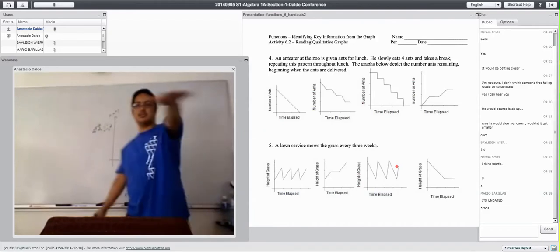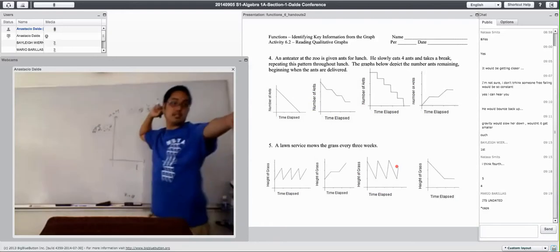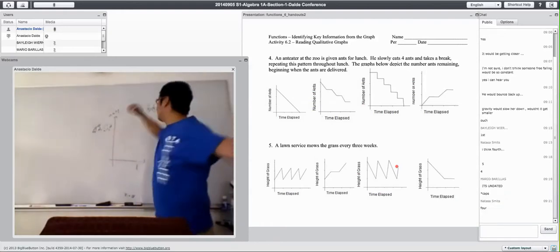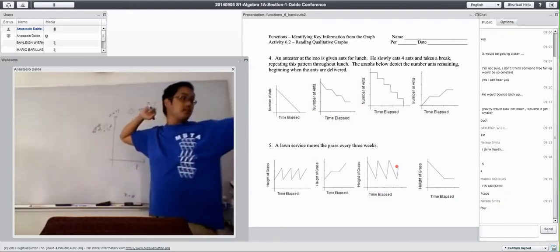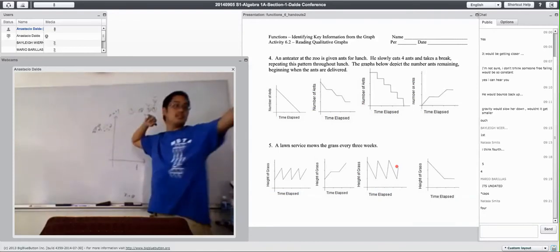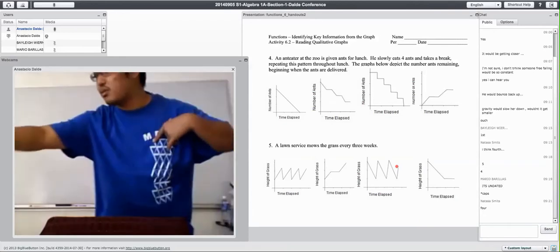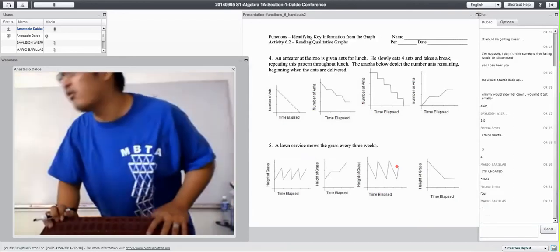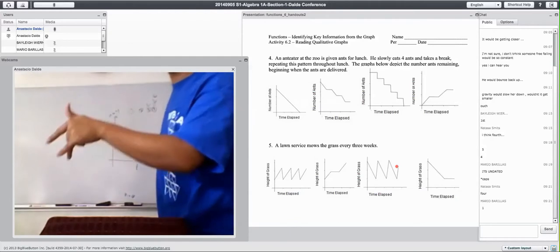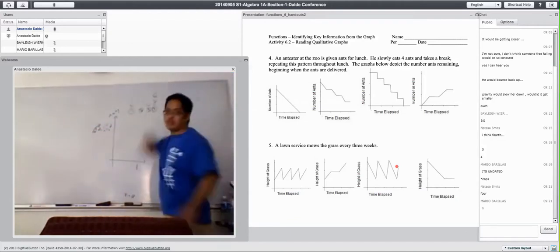3, 4. 3, 4. Justice, 4. 4. 4. What about you, Natasha? It's 1, 2, 3, 4. Oh, Natasha says 4. What about you, Mario? What about you, Bailey? All right, Mario says 1. We got another 4. All right, let's take a look at it.